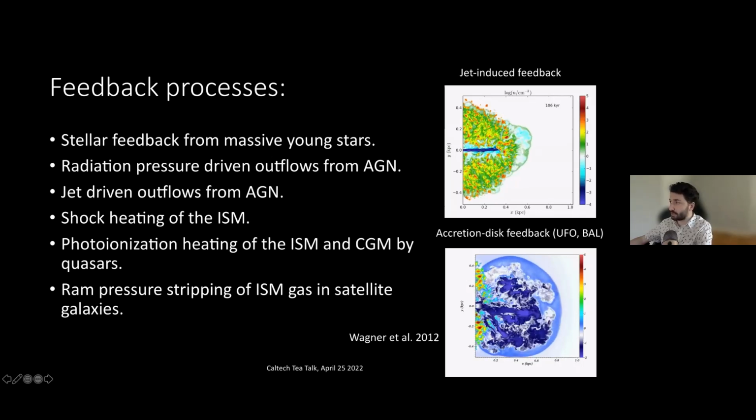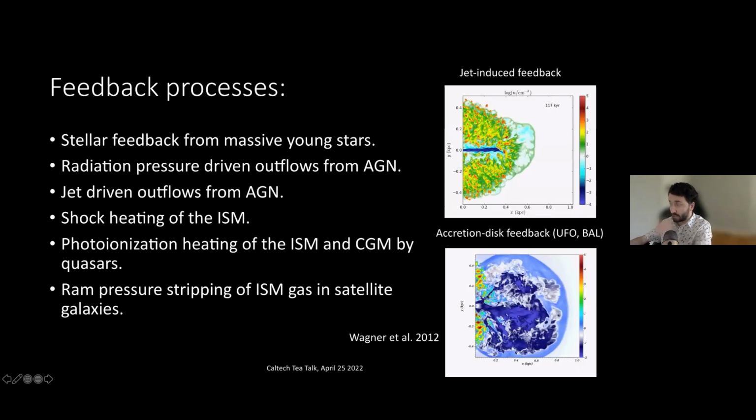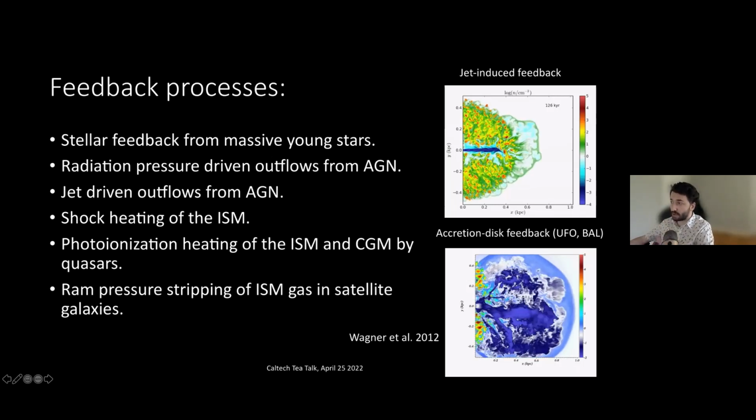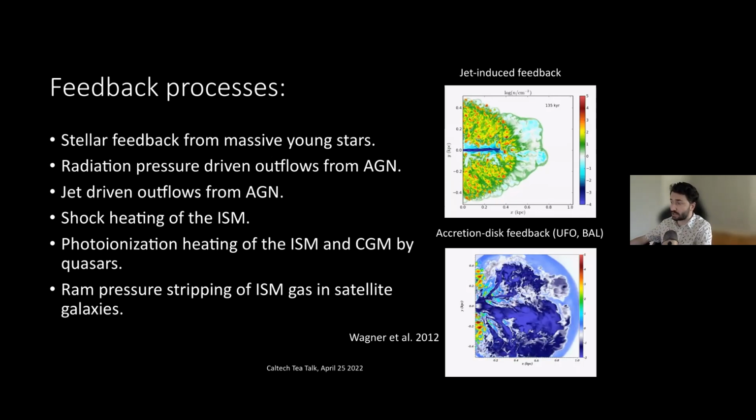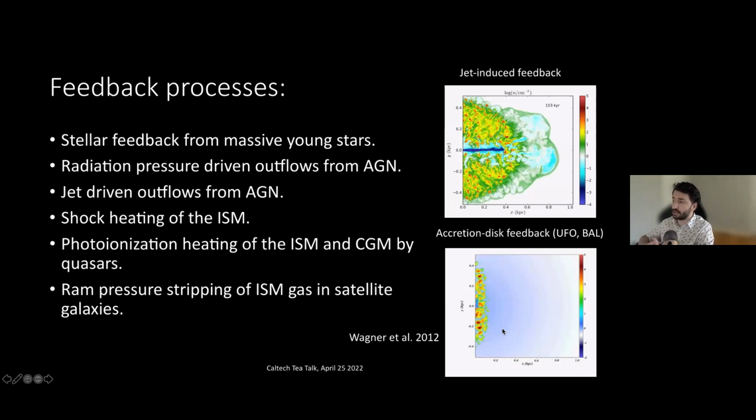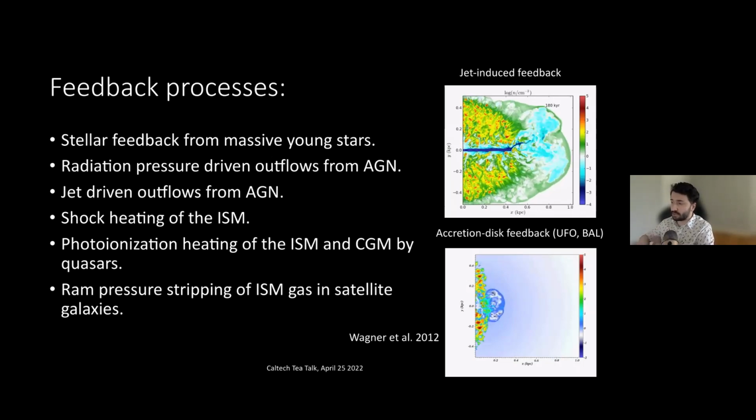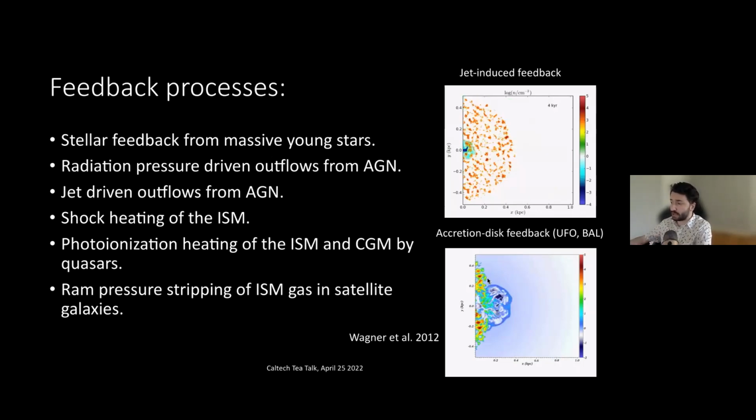So for example, here are 2 simulations. The top one shows an example of jet-induced feedback, where you have a jet slamming into the interstellar medium of a galaxy. And then in the bottom one, you have an accretion disk wind that is initially driven by radiation pressure, and then eventually that wind slams into the interstellar medium of the galaxy and drives this outflow. Each box here is about 1 kiloparsec in size, and the colors represent essentially the density of the interstellar medium in these simulated galaxies.